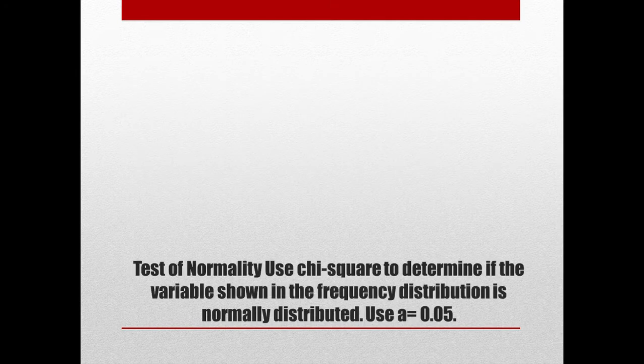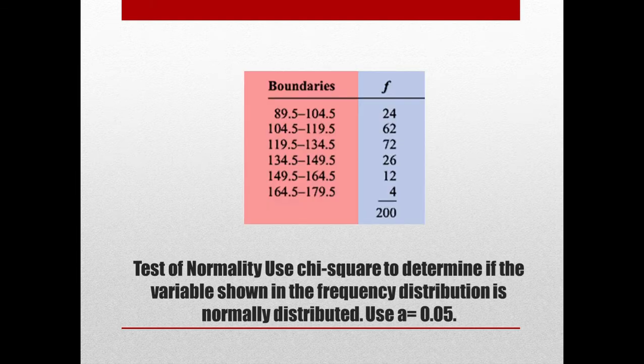So now, for the test of normality, we're going to use chi-squared to determine if the variable shown in the frequency distribution is normally distributed. We use alpha equal to 0.05. So for our boundaries, 89.5 to 104.5, the frequency is 24.